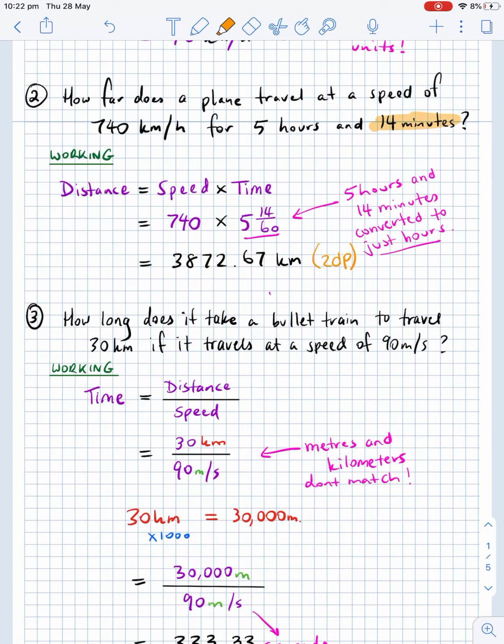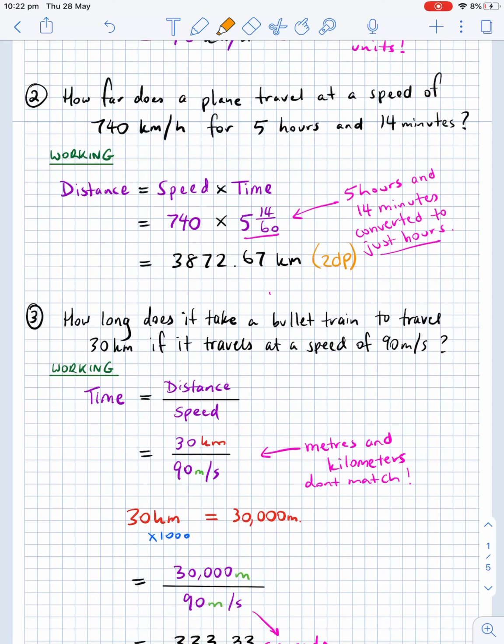When we do 740 times this mixed fraction, then we're dealing with hours, and this is the whole time in hours. So this is going to solve our issues. That gets us an answer of 3,872.67 kilometers. That's how far the plane travels in this amount of time. That's to 2 decimal places.